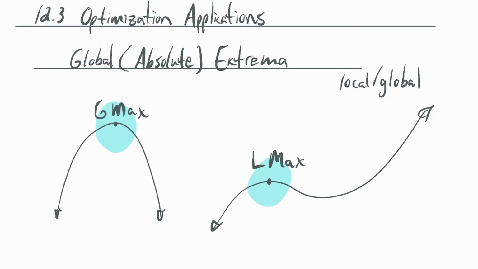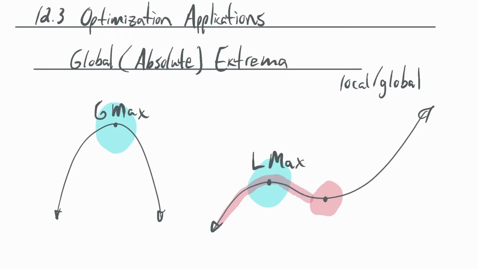Similar for local min with this one here. If I look locally, yeah, that's the lowest point, right? Nearby, that's the low one. But then if I take on the context of the entire graph, I find, oh, that is not the lowest point because over here, there are some points that are lower. So this is a local min.